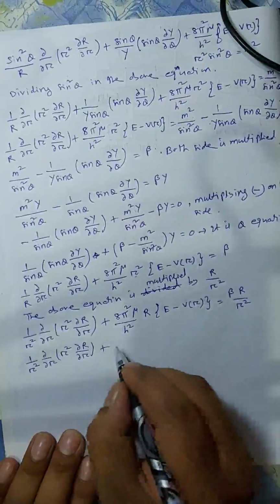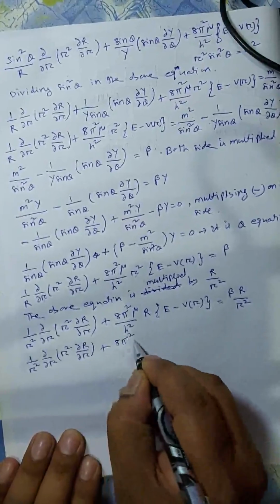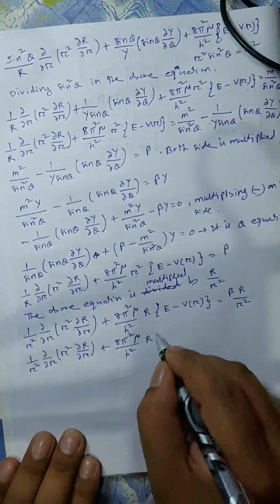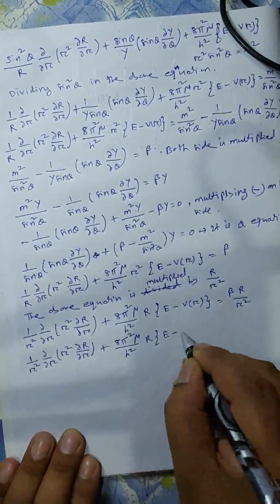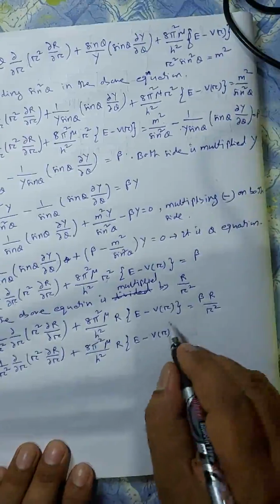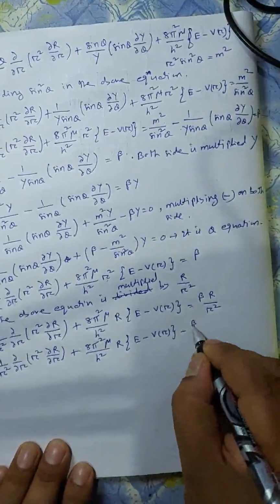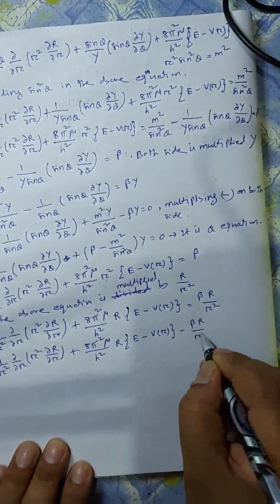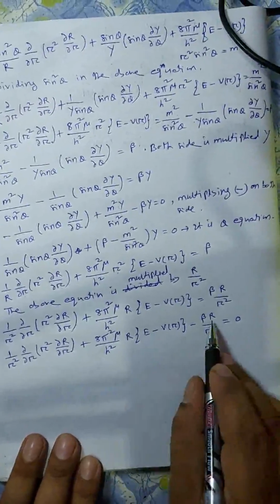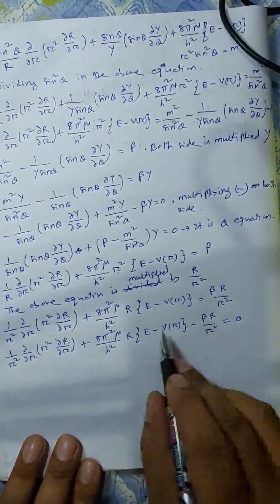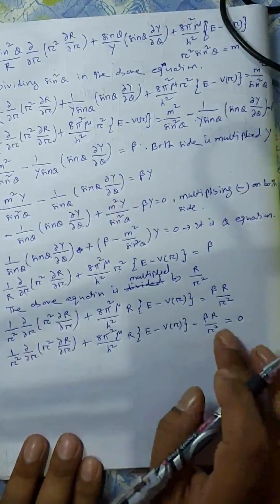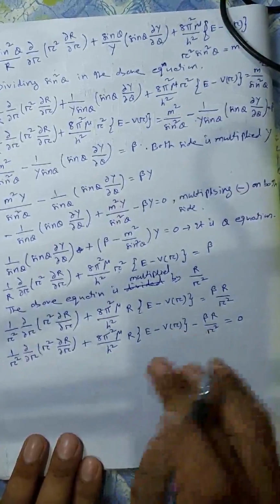We take this one to this side, 8 pi r square mu by h r square R bracket E minus V R bracket N. This one to the left hand side, minus beta R by R square is equal to 0. From these two you take capital R common, or you can keep it like this. If you take capital R common, this will come to this one, or you keep it like this.